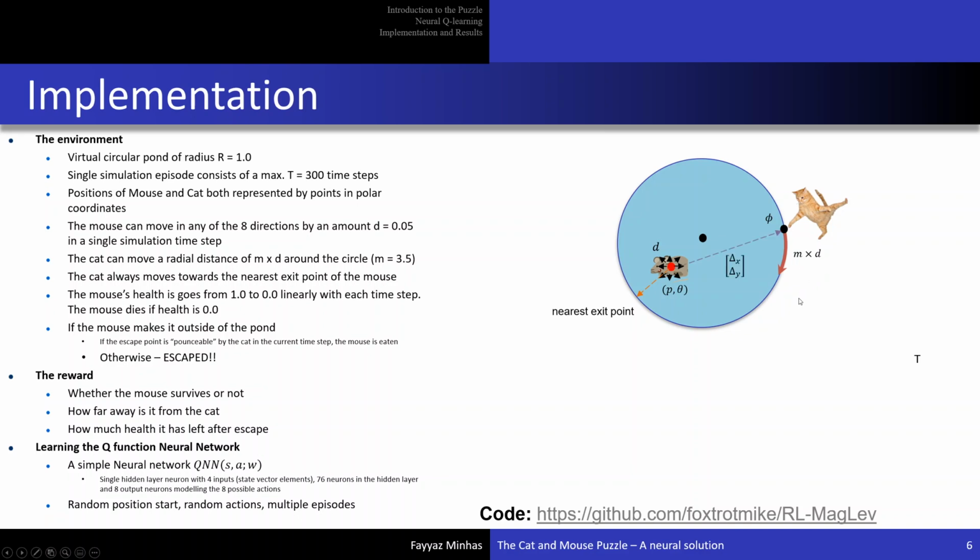Now, the mouse knows where the cat is, and we model that fact by modeling this vector that is shown in purple over here. So it's the vector starting at the mouse and going to the cat.